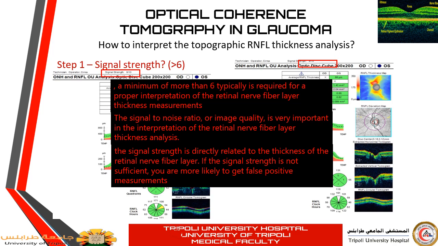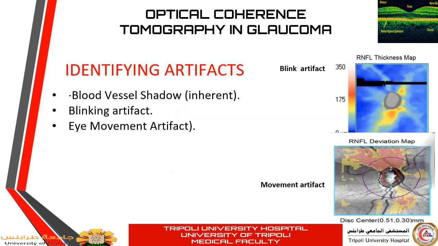A minimum of 6 is important for Zeiss, and other machines need more, I think. Among the artifacts that I mentioned earlier is the truncation artifact. This is a truncation artifact in the right upper image. You see clearly that the data is missing from this area, so that is reflected on the deviation map.